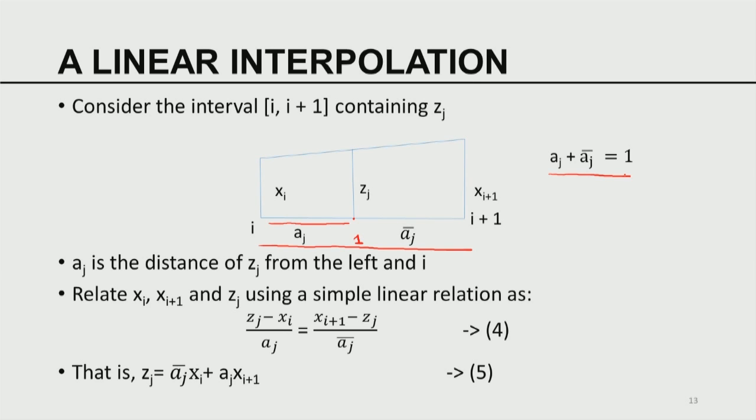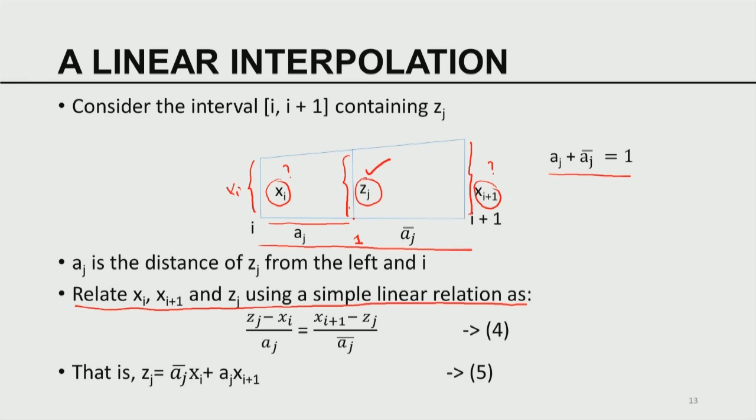I know exactly where the observation location is with respect to the computational grid. So i and i plus 1 are the computational grid points, and zj is the observation location. At i, the value of the unknown is xi. At i plus 1, the value of the unknown is xi plus 1. The value of the observation is zj. Zj is known. I don't know xi, I don't know xi plus 1. Now I am going to relate the known to the unknowns. In order to relate xi, xi plus 1 and zj, I am going to use a simple linear relation. So what is the relation? Say this is the value xi, this is the value xi plus 1, and this is the value of zj.